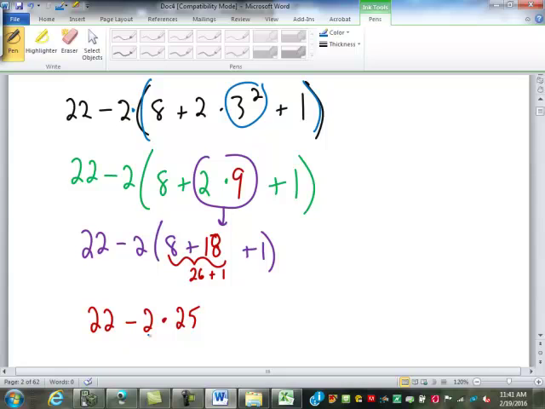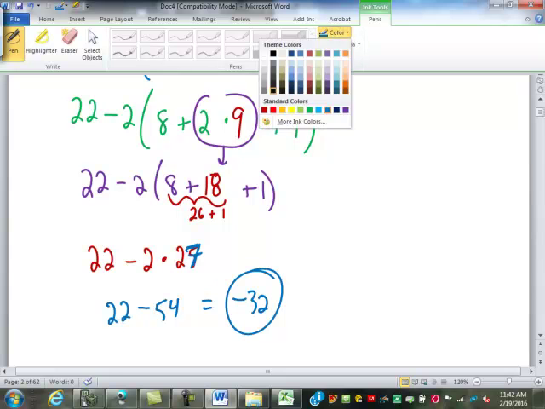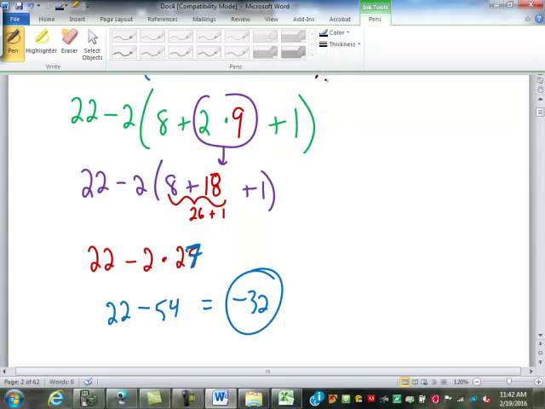So now we have the 2 times, I wrote 25 again. 2 times 27 is 54. This is now 22 minus 54, which is a negative 32. So the answer for number 1 should have been a negative 32. Does that make more sense now, even with all my screw-ups? Okay. Yeah, a lot of people ended up with 540 for that one for some reason. Okay.